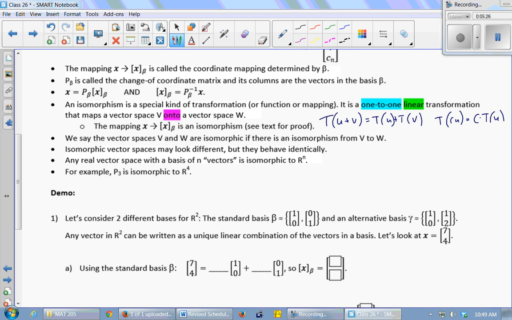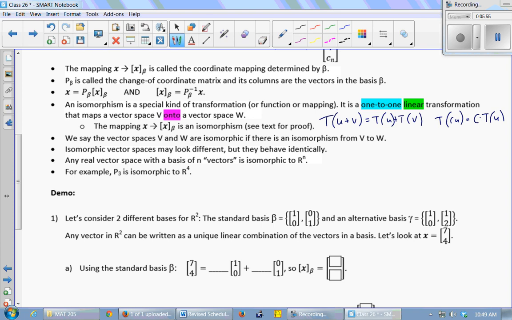Whenever two vector spaces have a function that maps linearly one-to-one and onto, we call it an isomorphism, and those two vector spaces are isomorphic to each other. Isomorphic vector spaces may look very different from each other, but they act essentially exactly the same way. Any real vector space that has a basis of n vectors is isomorphic to Rn. That's sort of the big picture here.